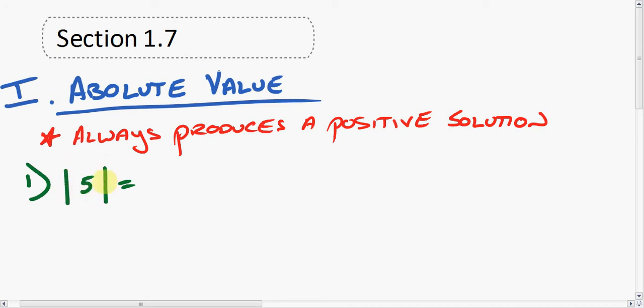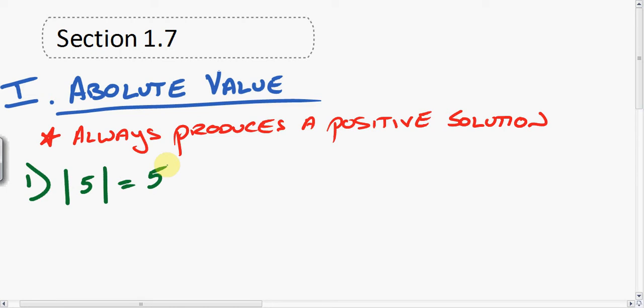So we see the absolute value of 5. To evaluate this, you essentially just take a look at the number and make sure you put down the same number, making sure it's positive. So the absolute value of 5 is simply 5. It's always a positive answer.